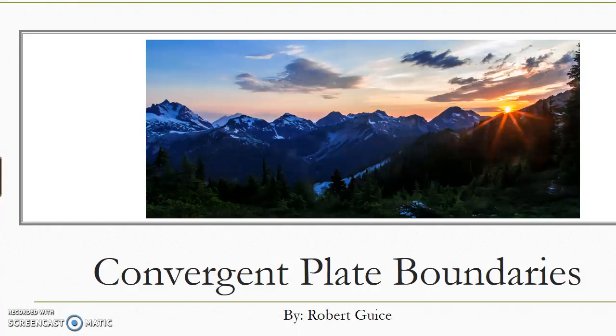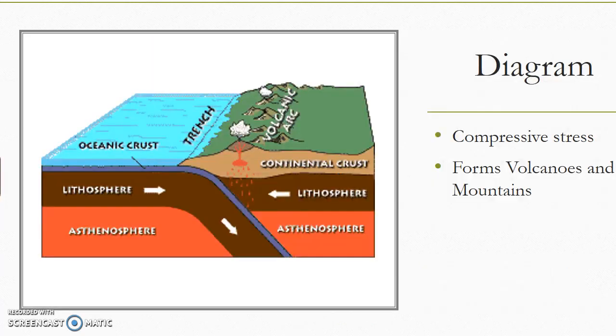Today we're going to be talking a little bit more in detail about the Cascade Mountain Range and its convergent plate boundary characteristics. But first, let's go over a brief diagram of what a convergent plate boundary is. As you can see here, we have one plate, which in our case is the Juan de Fuca plate, which is actually subducting underneath the North American plate, which is right here.